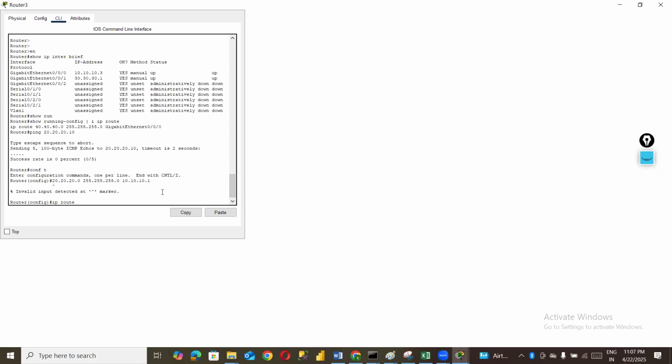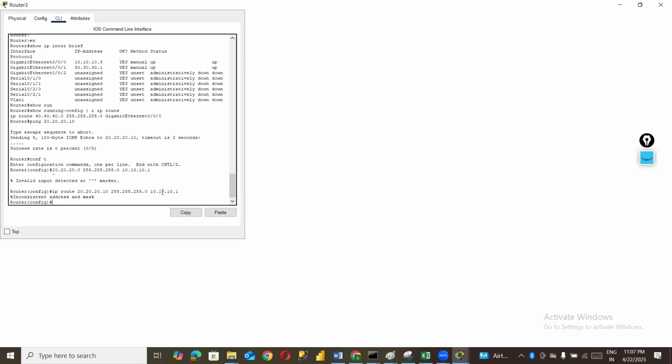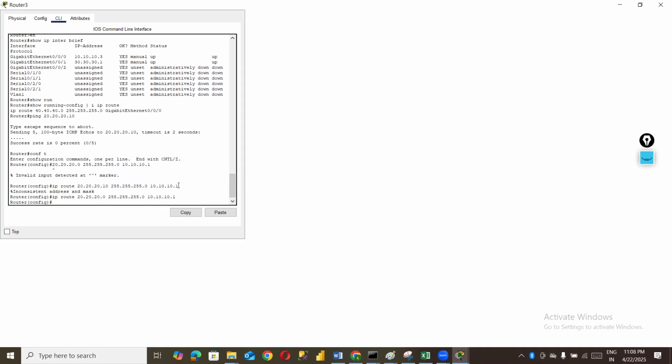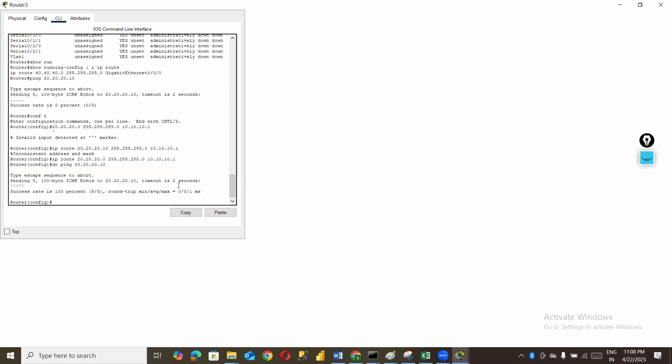IP route. Okay, it's saying inconsistent. What mistake did we make? We are pointing to this IP, but we are giving this subnet mask. So that is the mistake we made. We'll give the whole network again. Now it took, right? So do ping 20.20.20.10. Yes, now it is reachable.